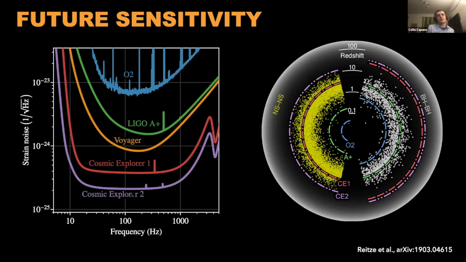And when you get into Cosmic Explorer, on the right here is a diagram showing what systems we will be sensitive to as a function of redshift. With Cosmic Explorer, we will basically be sensitive to all neutron star mergers and binary black hole mergers out to redshifts of 10. Beyond that redshift, you just run out of neutron stars and black holes because it's too early in the universe. So we will be sensitive to every observable binary black hole merger and potentially binary neutron star merger in the universe.